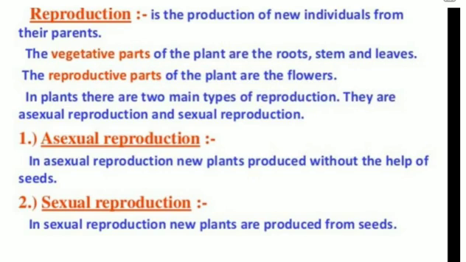Next, let us learn what vegetative propagation is. It is a type of asexual reproduction in which new plants are produced from roots, stems, leaves and buds. Since the reproduction is through the vegetative parts of the plant, it is known as vegetative propagation.